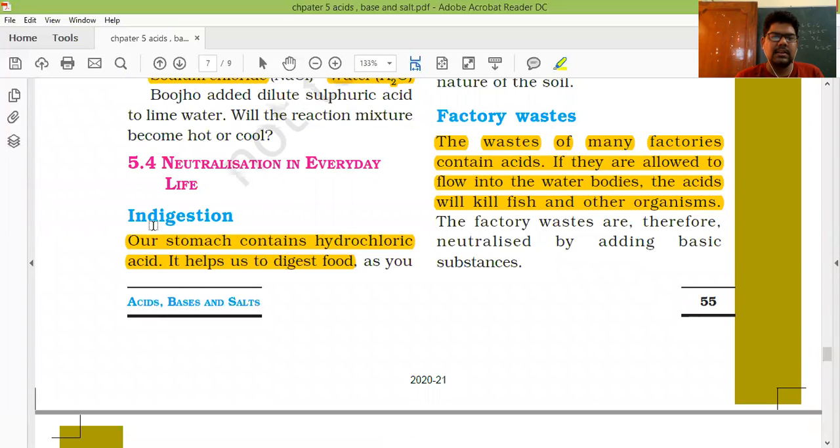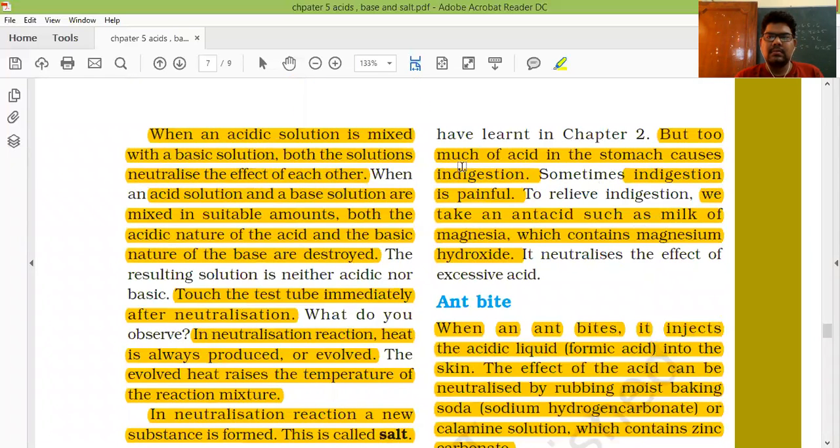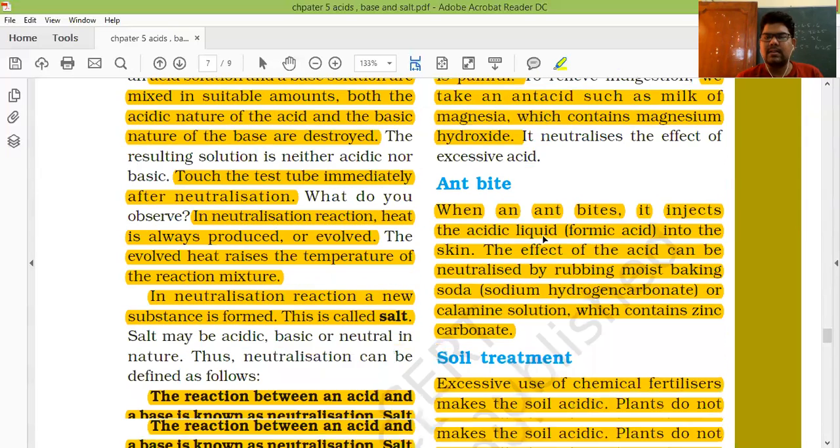Neutralization in everyday life. First one is indigestion. Our stomach contains hydrochloric acid. It helps us digest food. But too much acid in the stomach causes indigestion. The indigestion is painful. We take an antacid such as milk of magnesia, which contains magnesium hydroxide.